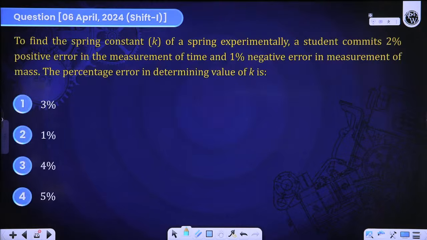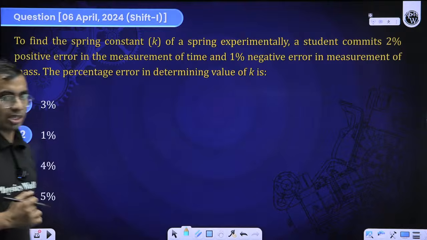That will be easy for you people. Okay, now another question is there. This question was asked in JEE Mains 2024.